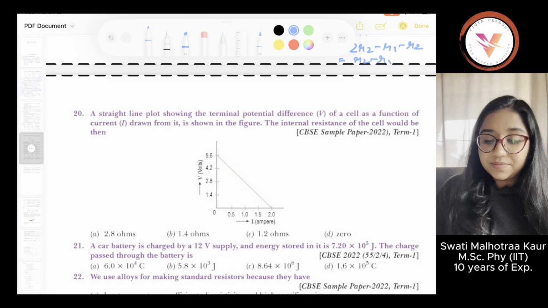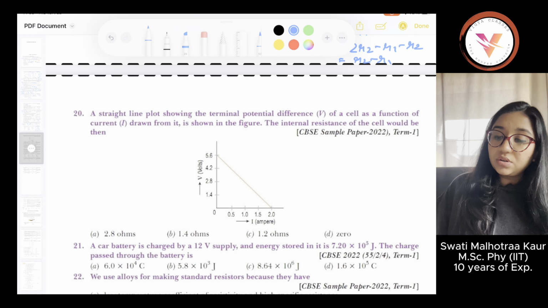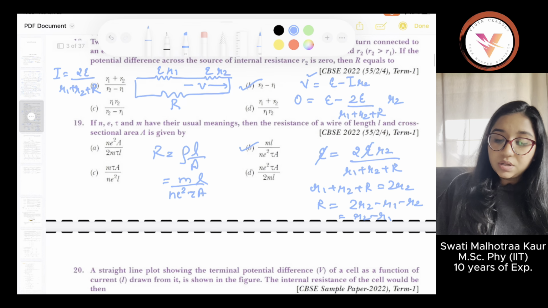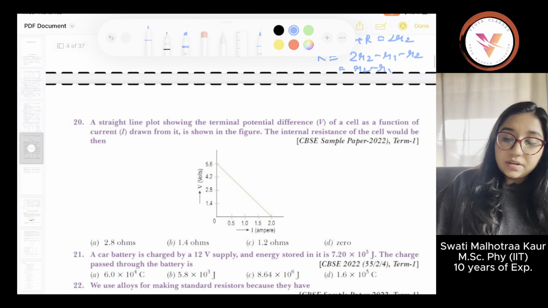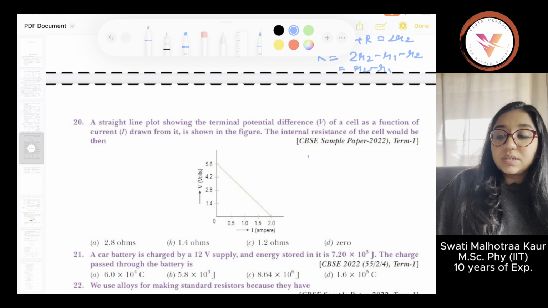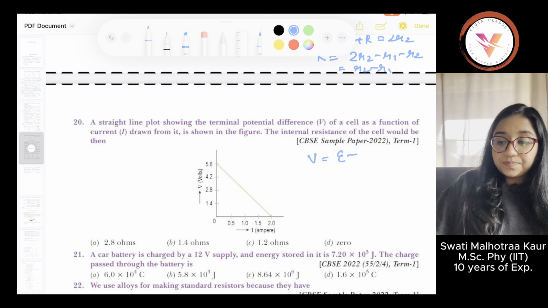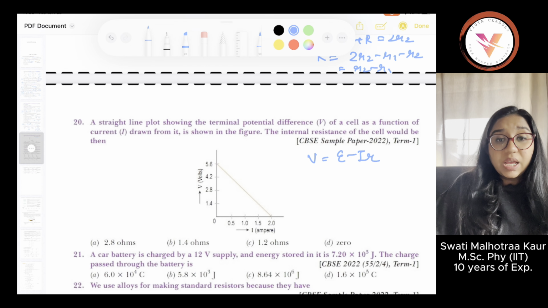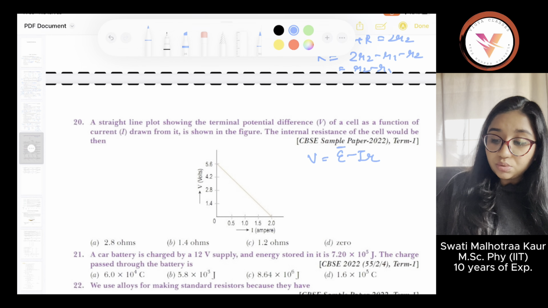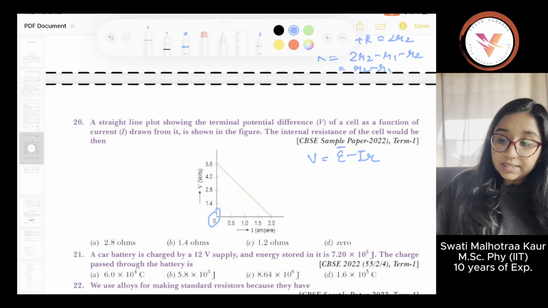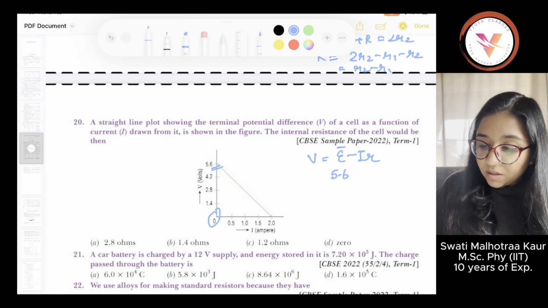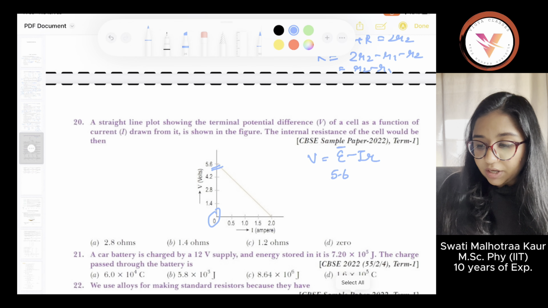Okay, next. A straight line plot showing the terminal potential difference V of a cell as a function of current gives the internal resistance of the cell. So V is equal to E minus IR. E is the maximum potential, that means the potential when the current is 0. So when the current is 0, potential is 5.6. The EMF is 5.6. Now take the value of V at any point, and for that we can take the value of I.